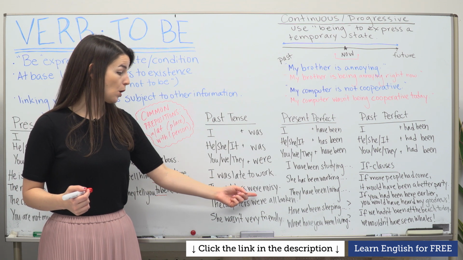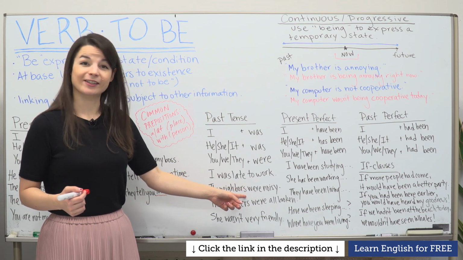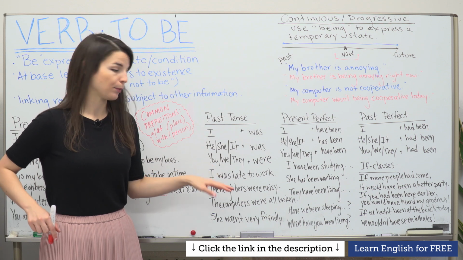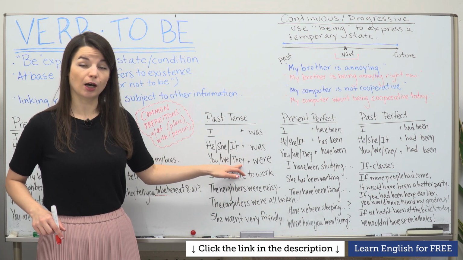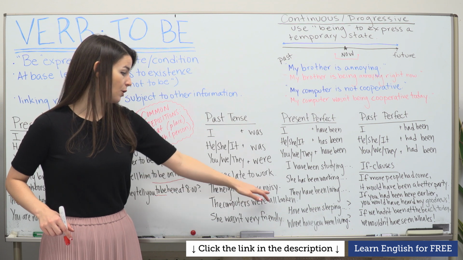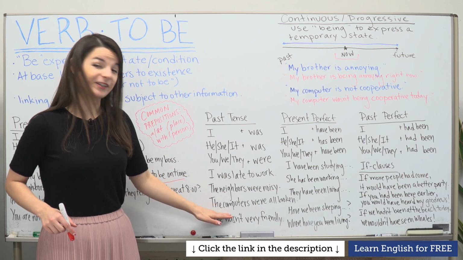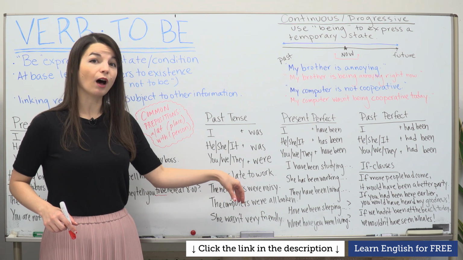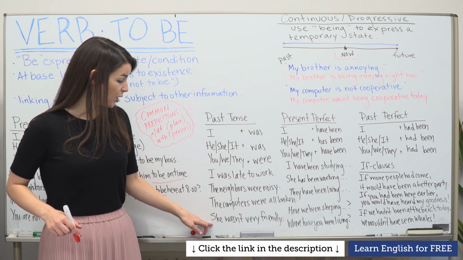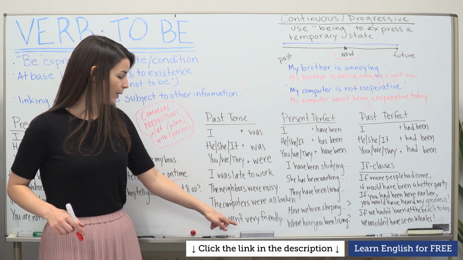The neighbors were noisy. So again, as I talked about with the present tense example, neighbors is plural, so the rule for they applies here. They were noisy. Same thing here. I used the same sentence, just in past tense. The computers were all broken. One more, she wasn't very friendly, so a negative form.